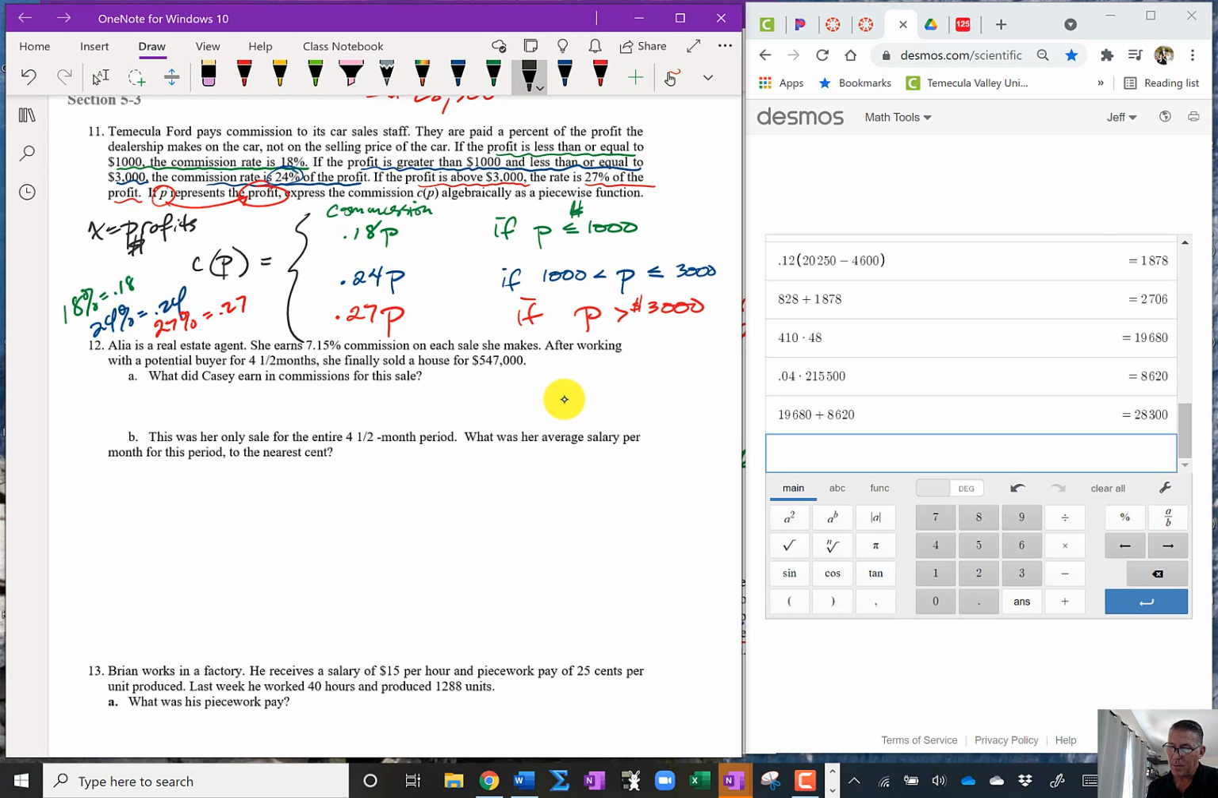In this case, you're going to take 0.0715 and multiply it by the sale price of the house. This is what she's making on that one sale. 0.0715 times 547,000. And look at that, she's making, oh, I don't think I put it in correctly here. I see.